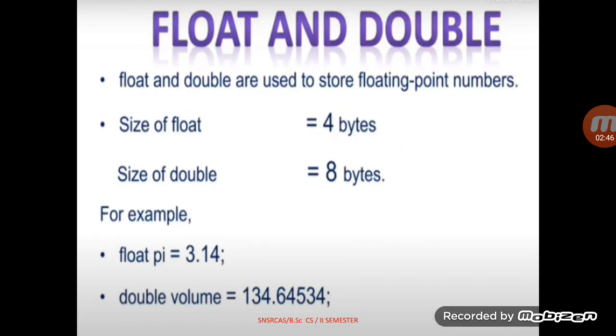Next, float. So float means we can write the number with decimal points. So float and double are used to store floating point numbers. So size of float is 4 bytes and size of double is 8 bytes. For example, pi value 3.14. Here we are using a small decimal point number, so for that we can use float. Then double: for large decimal point numbers, we can use double.